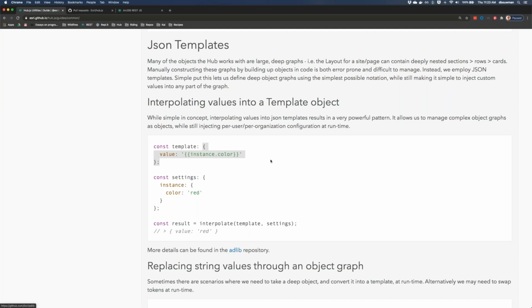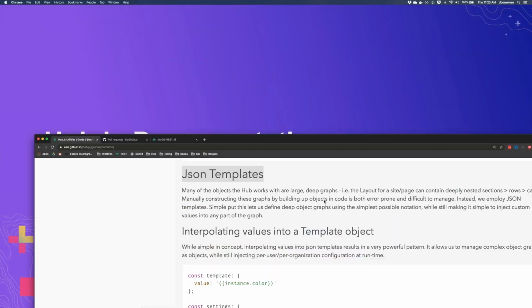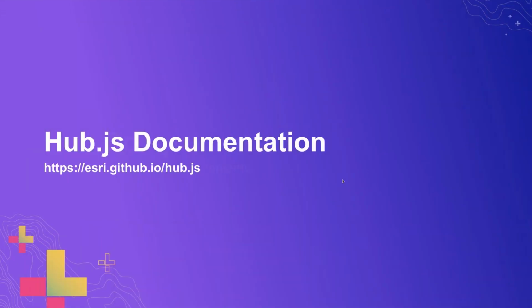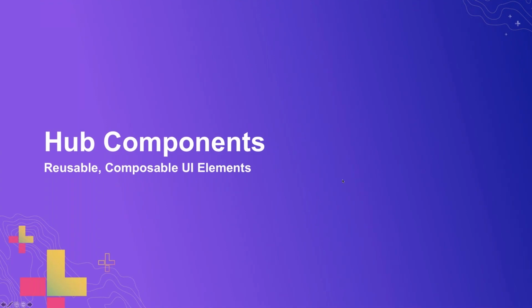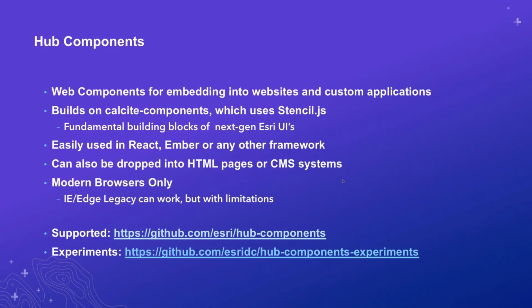That thing's got a lot more documentation, but this is a super powerful thing. So with that, I wanted to also quickly talk about what we're doing at the UI tier. Hub Components. This is a project that's ongoing right now, and we're just in the early phases. But basically, once again, we're taking stuff out of our Ember environment and converting them into web components that are going to allow us and our customers to embed these things into websites and custom applications.